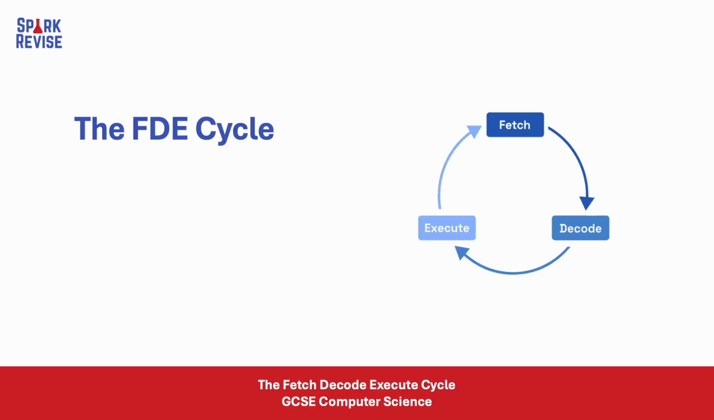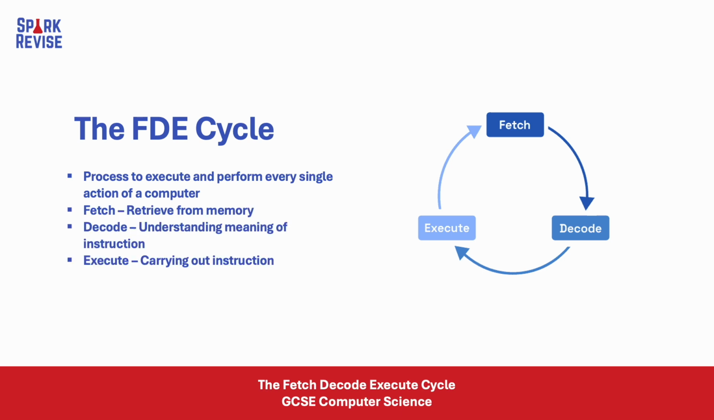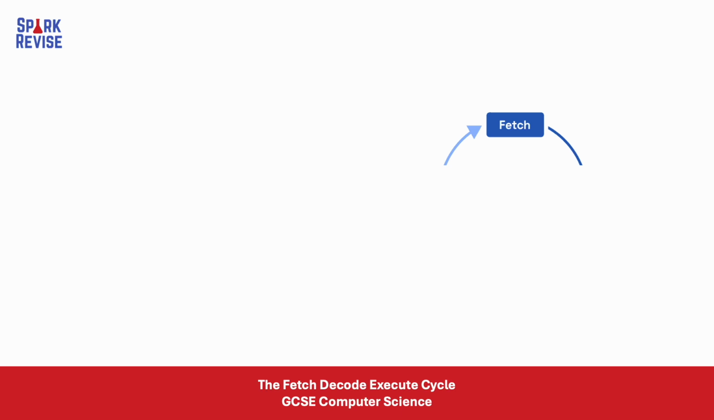So the fetch, decode, execute cycle is a continuous process that a computer follows to retrieve, interpret and execute instructions. Every single action performed by a computer, from opening an application to performing a calculation, is carried out through the cycle. The cycle consists of three main stages: fetch, decode, and execute. Let's break each step down in more detail.